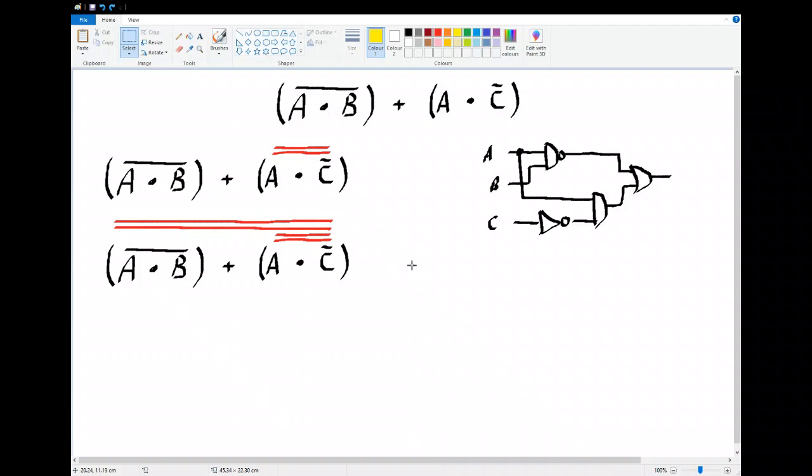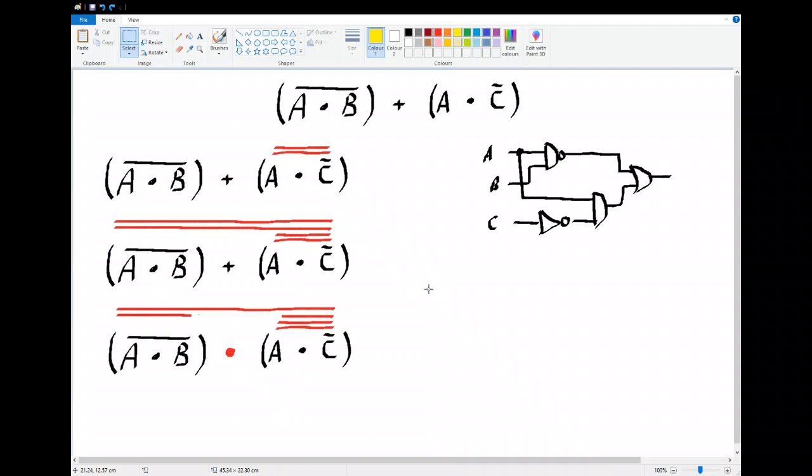Next thing I would do is put two lines over the whole thing in order to address this plus symbol here, this OR symbol, so that I'm going to break this bottom line and change that sign. Once I break the bottom line, then having broken it, I end up with three short lines on this side, two short lines on this side, and one line across the top, and I've changed the sign.